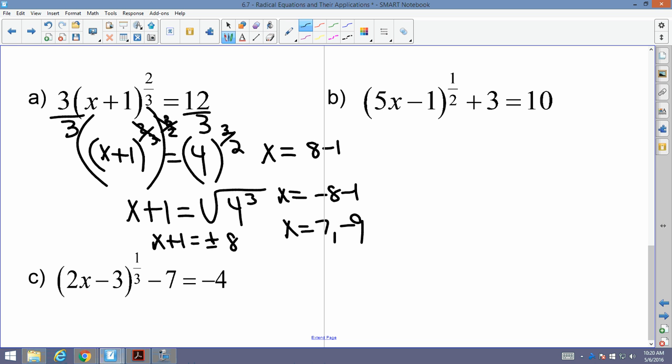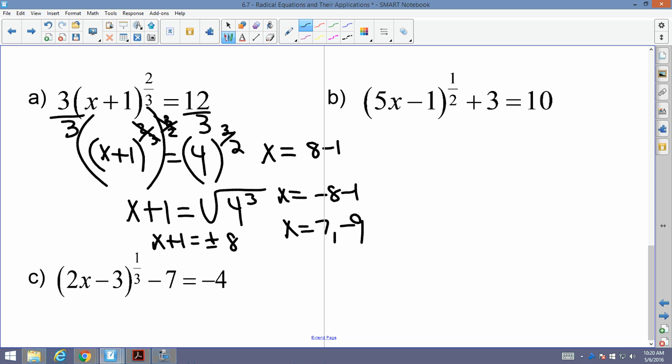Yes, sir. Does the plus or minus rule apply if you cube it? No, sir, not at all.